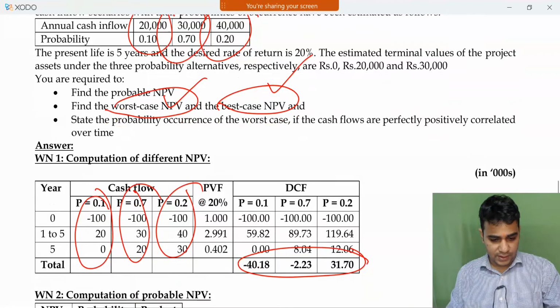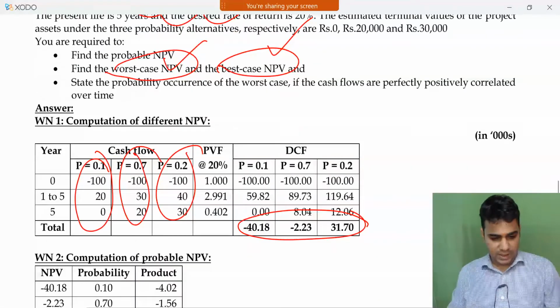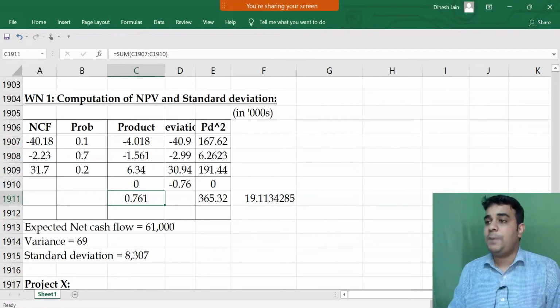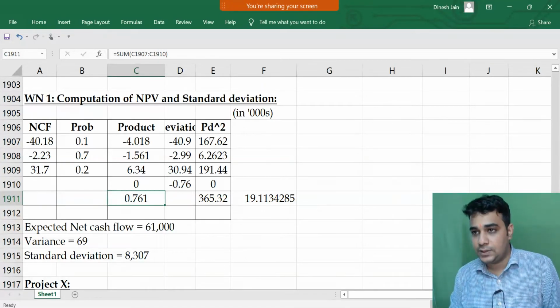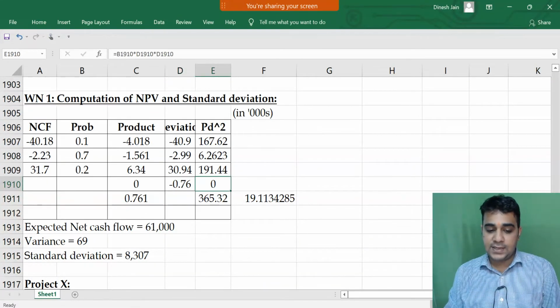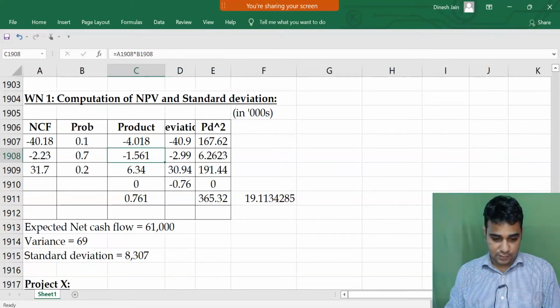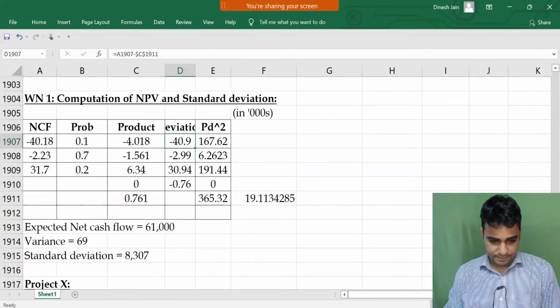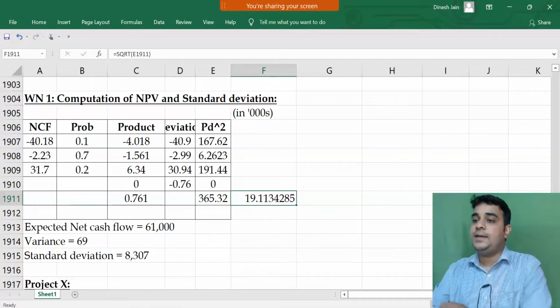Not sure whether the numbers are right. Okay, the numbers seem to be right. The expected NPV is only 0.76 thousand. If you want the standard deviation, that's also possible. Just give me a minute. The standard deviation is 19,113.